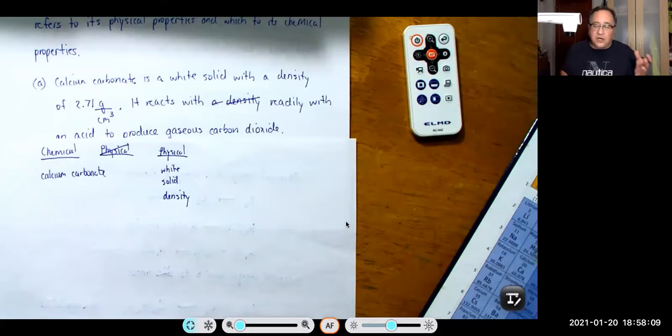A twig floats on water because it's less dense. A tree made from the same material as a twig also floats on water because it's less dense. A pebble sinks because it's more dense than water. A boulder sinks because it's more dense than water.